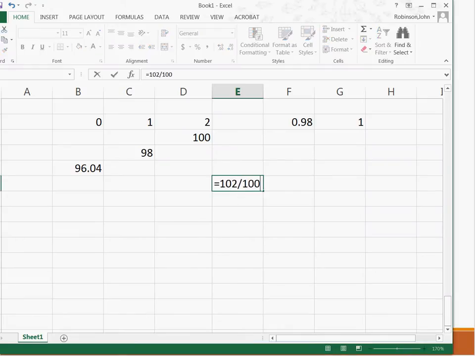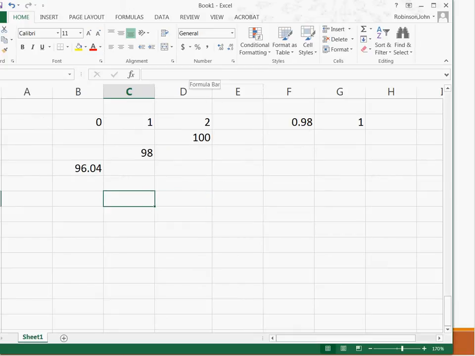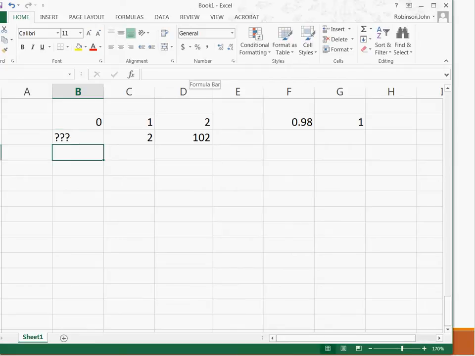So let's make a map of that. We have the same time periods here, but we have 102 here and 2 here and a question mark. I'm going to do this in steps, following the same logic. This 102 here, what is that worth? Well, we know that 102 in 1 year in the future is worth 100 in the present. So this 102 is going to turn to 100 in year 1, right? So 100 in year 1 deposited at the bank produces 102 in year 2.